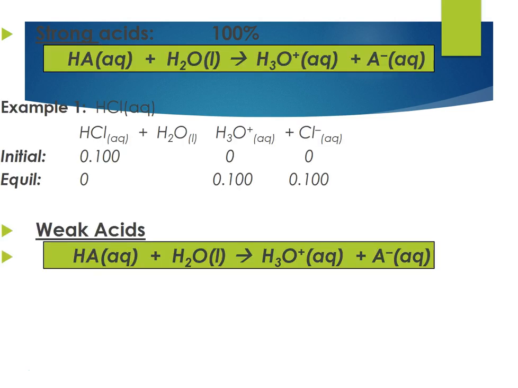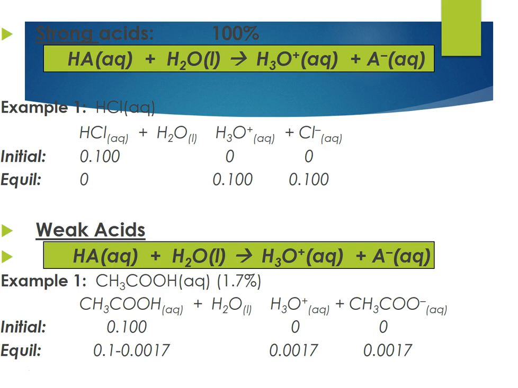Compare the outcomes of reacting these two different types of acids with water. HCl is a strong acid, so 100% of the acid will be converted to hydronium ions. Acetic acid is far less reactive, and so only 1.7% is converted.